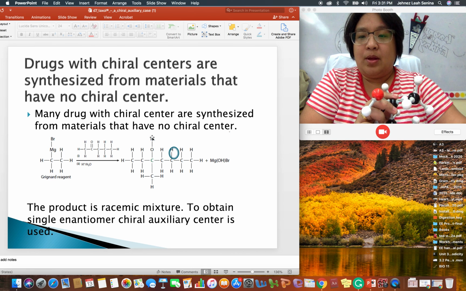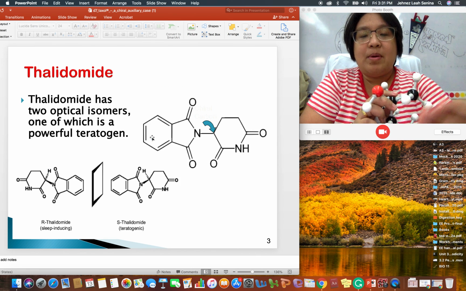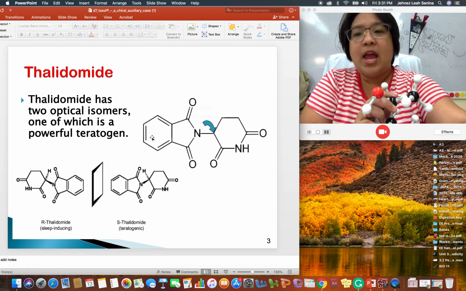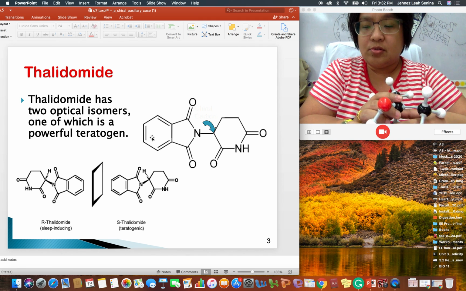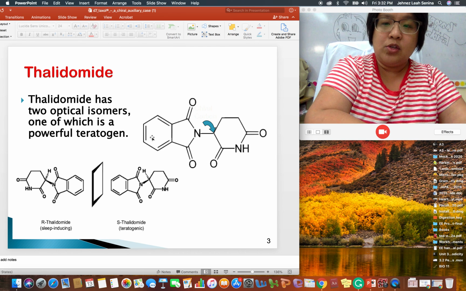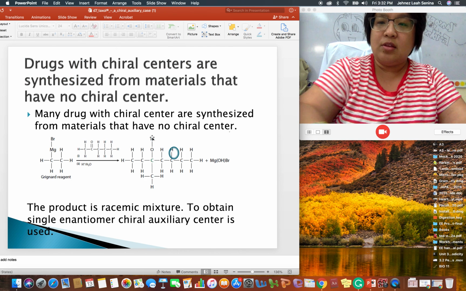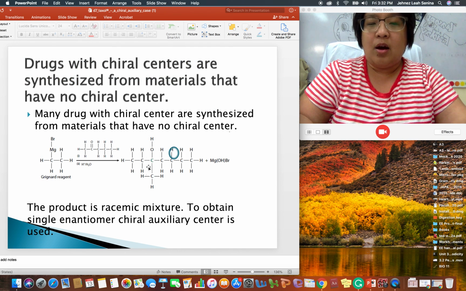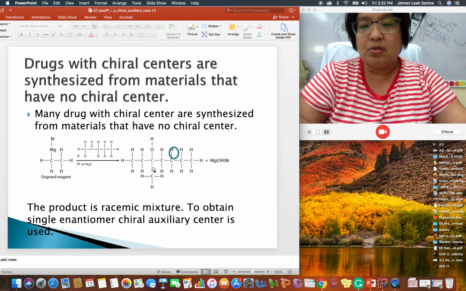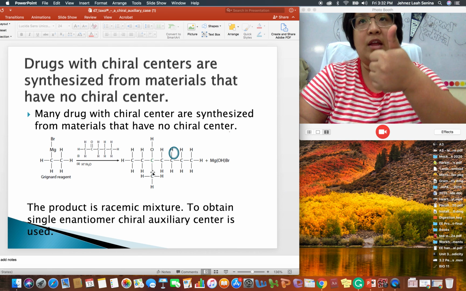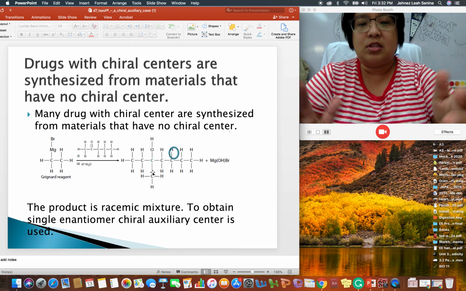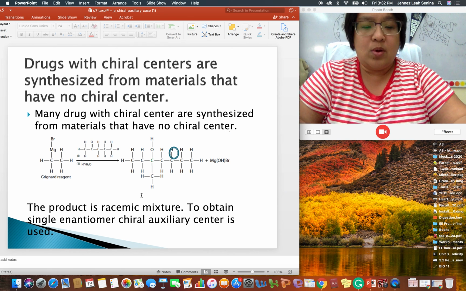Well, is that a problem? Yeah, we just talked about thalidomide. There can be enantiomers of the drug that are dangerous. So if we make our drug in this way, our medicine can have a racemic mixture. It can have two enantiomers: the good enantiomer and the enantiomer that can cause disease. So that's what we want to avoid.